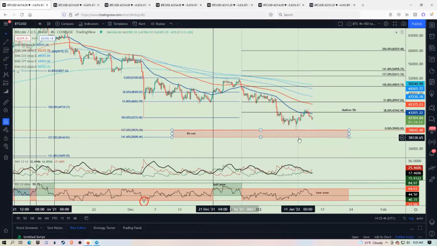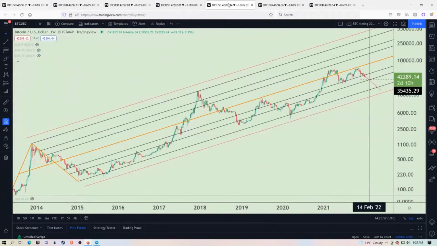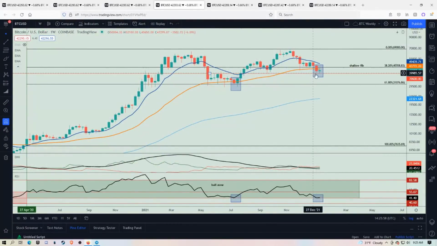I probably would have bought if it got down to the bottom of the zone and bounced. I probably would have bought that. But it never really got down into the bottom of that Fib extension. So that's where I'm at there. So last ditch on hopium here.